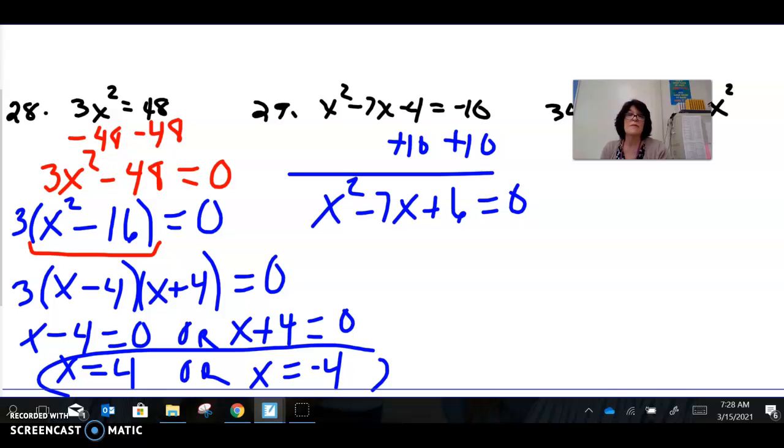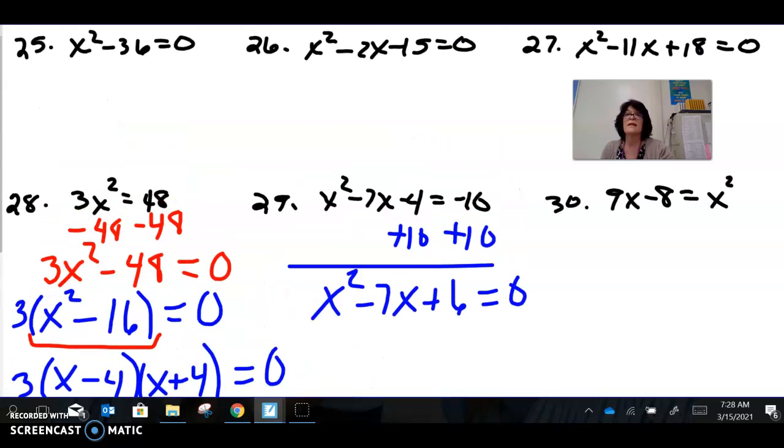Keep going. This problem's not done. I'm just setting it up so that it looks like the other ones, equals 0, equals 0, equals 0. This was equals negative 10. Can't do it. So I added 10 to both sides. Negative 10 plus 10 is 0. Negative 4 plus 10 is positive 6. Now you're ready to solve it, just like you did these others. Okay? I'm not done. You need to factor this and continue.